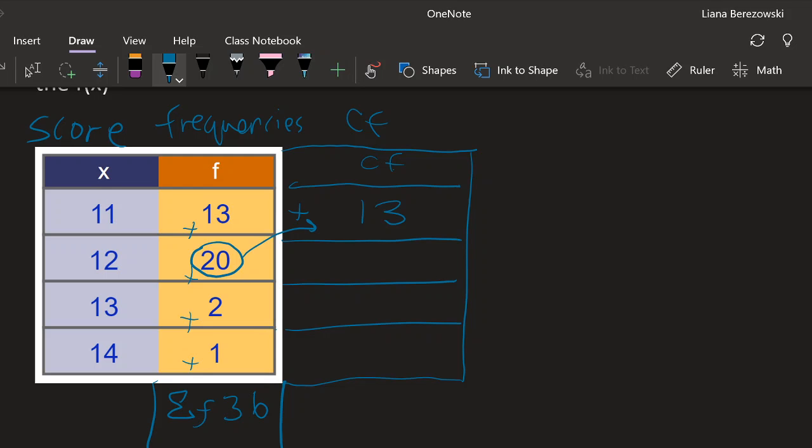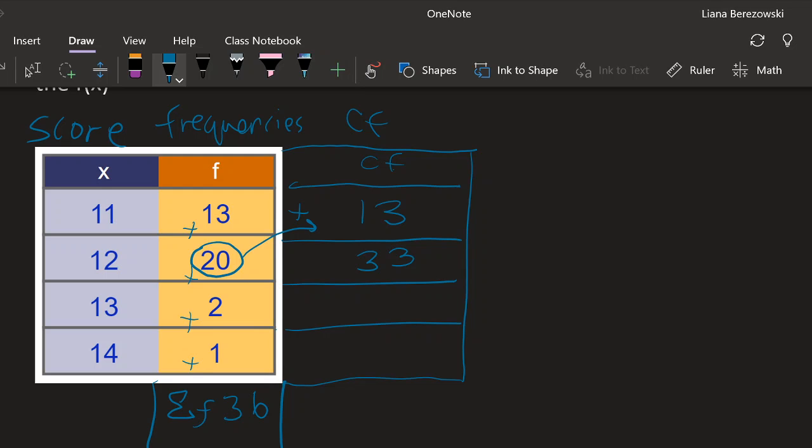Okay, so remember, we're adding frequencies, we're not adding scores. Okay, we're not adding 11 and 12, we're adding 13 and 20. Okay, so that's really important to remember. Don't get those mixed up because you'll end up with really different numbers. So 13 plus 20, okay, well that's going to give us 33. Okay, so that's going to be our next cumulative frequency.